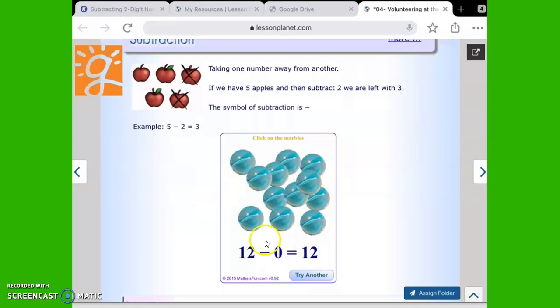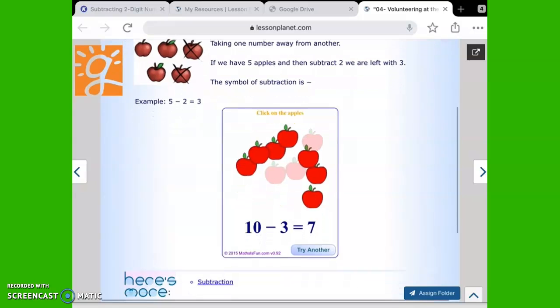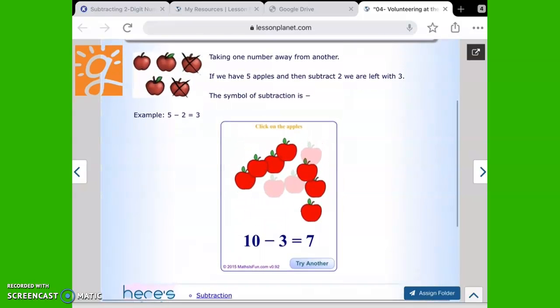Also, in this picture, you can have some marbles. You can play around and hit different types of questions and subtract to test your skills and see if you're ready. You should be able to subtract one-digit numbers for this lesson today.